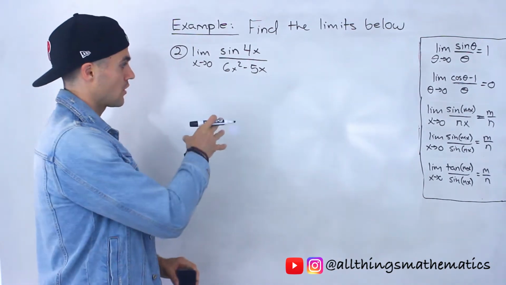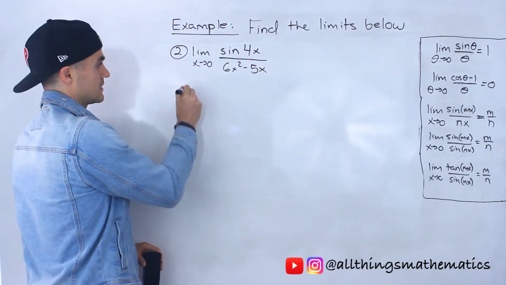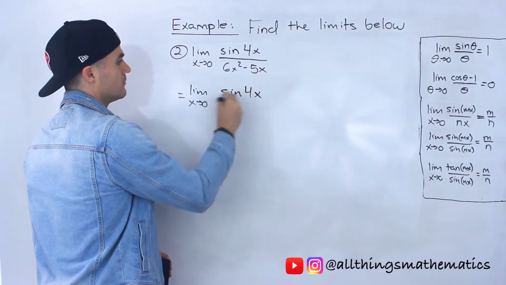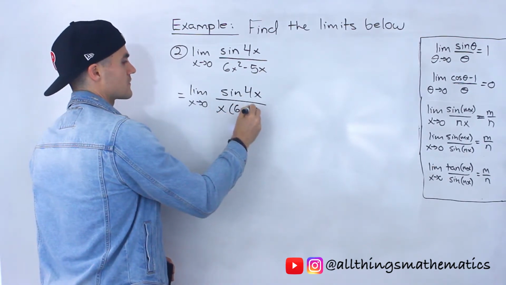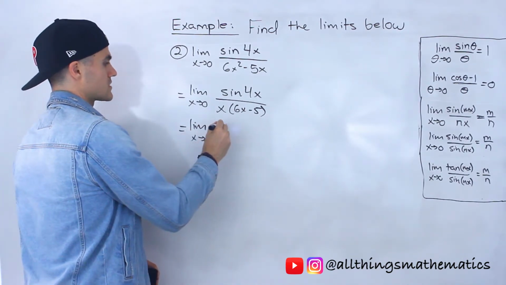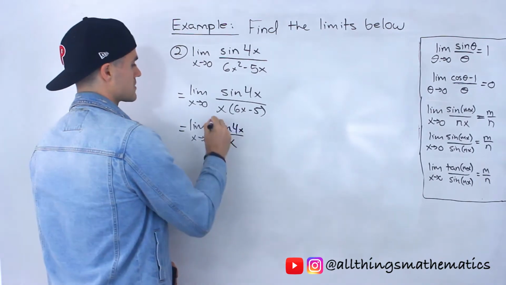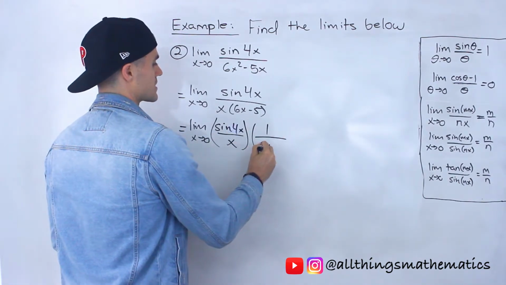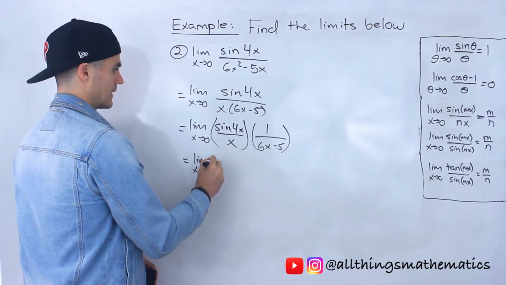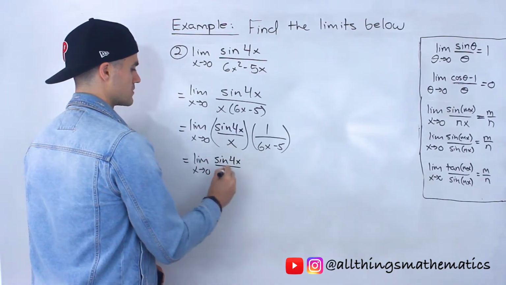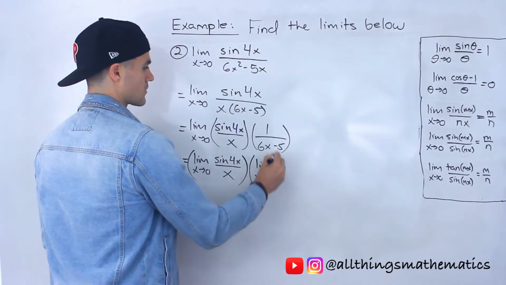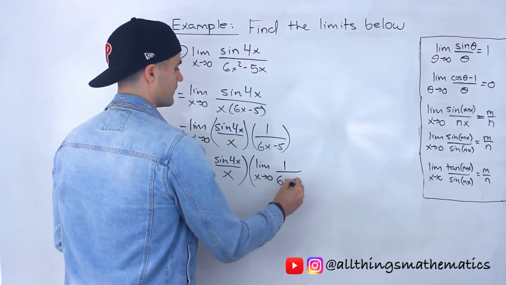Well, I'm going to start off the first initial steps as I did in the previous example. I'm going to factor out an x at the bottom, so we'll be left with 6x minus 5. Then I'm going to create two expressions. So we'll have sine 4x over x times 1 over 6x minus 5. Using limit laws, we can quote-unquote distribute that limit to both expressions. So we'll have that times the limit as x approaches 0 of this over here.